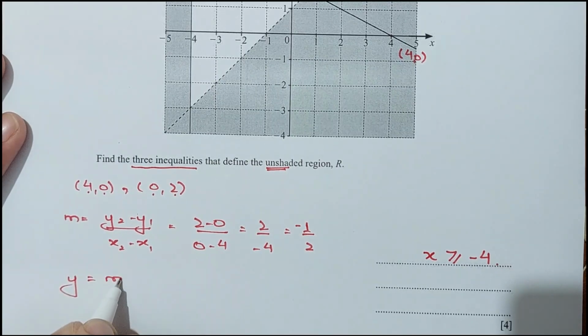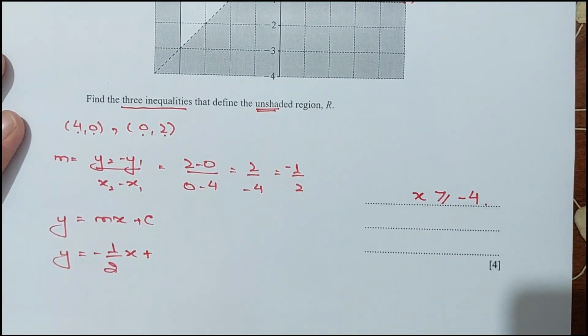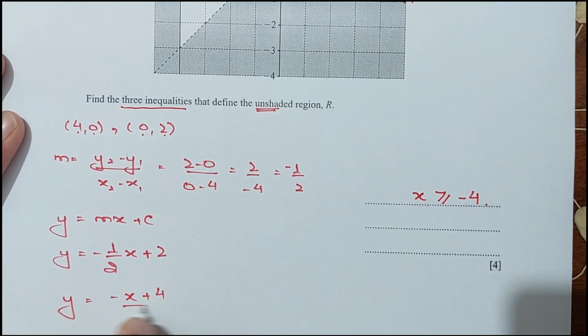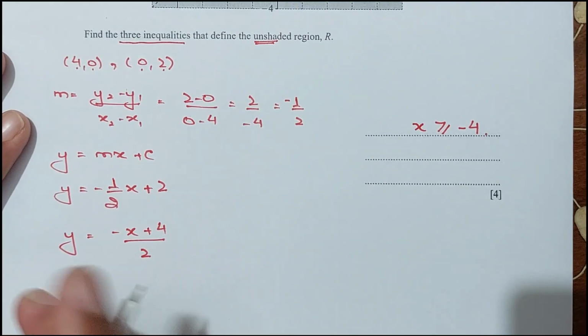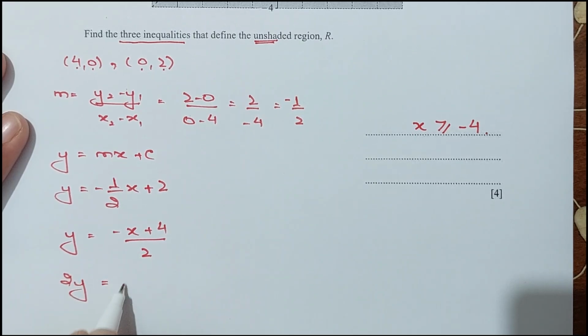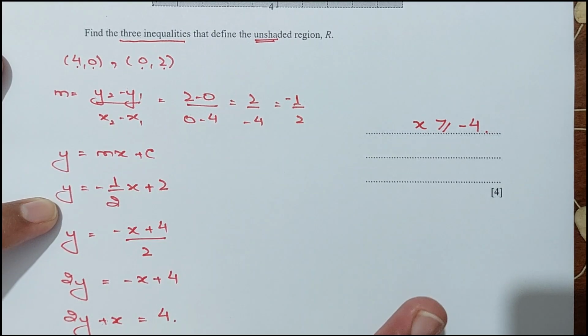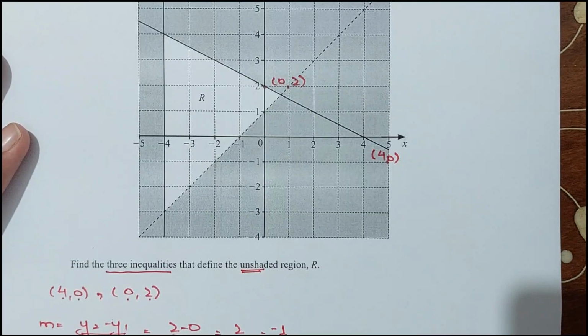So y equals mx plus c. y equals minus 1 by 2 x plus the c value, the y-intercept, which is 2. So this would be the line y equals minus 1 by 2 x plus 2. Or if we further simplify, we can say y equals minus x plus 4 over 2. Cross multiply, we can say 2y is equal to minus x plus 4, or 2y plus x is equal to 4. You can use this one or this one, both are correct. Okay, 2y plus x equals 4.